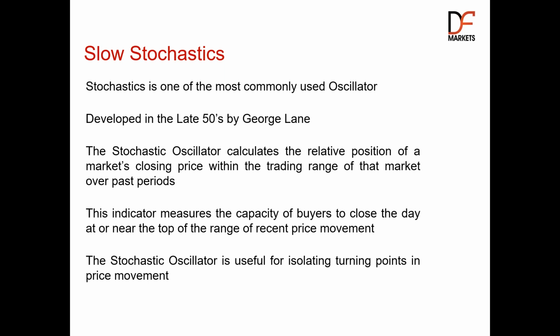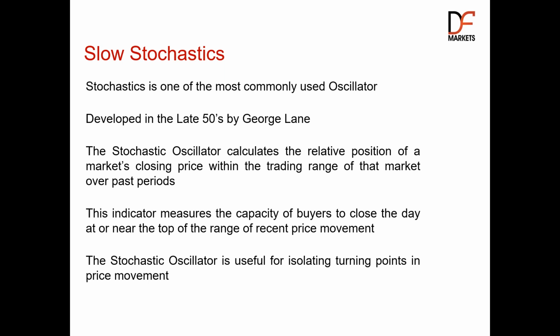Now let's look at another indicator that's in a similar vein, but is actually a bit more shorter term as far as the signals it gives are concerned. And that is the slow stochastic oscillator, developed in the late 50s by George Lane. It calculates the relative position of a market's closing price within the trading range of that market over a set number of past periods. So it's actually measuring the capacity of the buyers, if you like, to close the day at or near the top of the recent range.